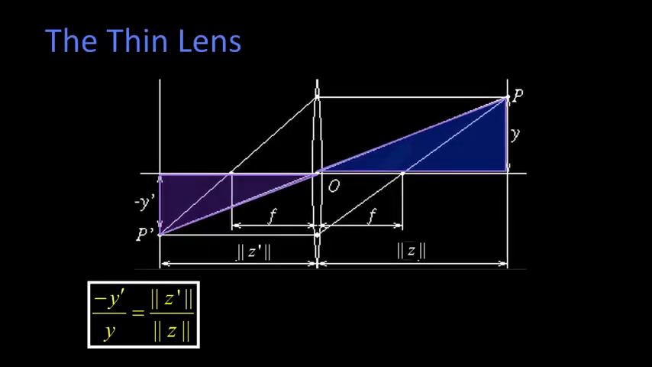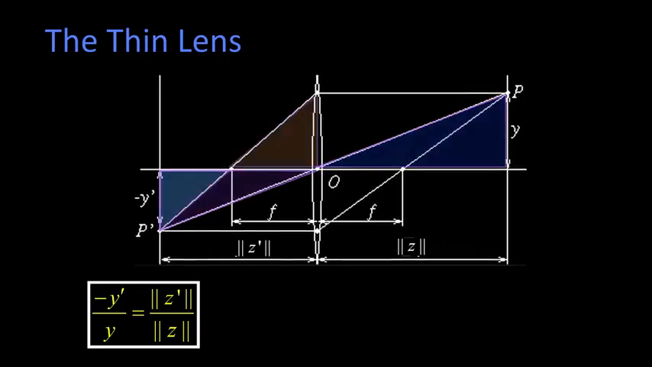First of all, I only use the magnitude of z and z prime because we're only going to worry about the length. I probably could have used the magnitude of y prime, but just to make it clear that the y value is inverted, I said negative y prime as being a positive value. So if y is positive, then y prime would be negative. If y is negative, then y prime would be positive, and thus the negative sign. All right, so that's our first similar triangle.